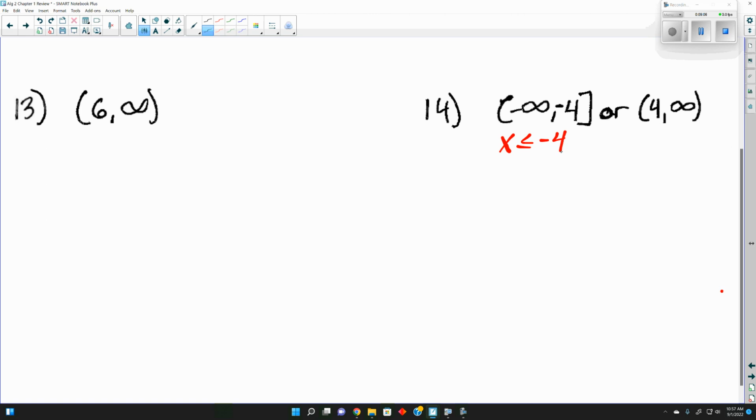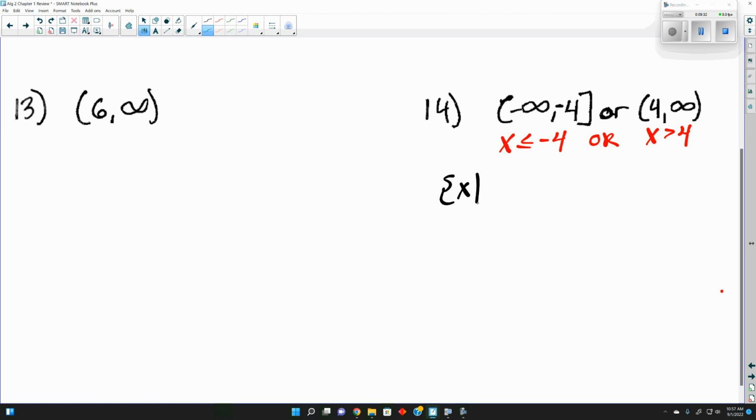Now the other one is 4 comma infinity. So we're saying x is greater than 4. We include the equal to on the first one because it has the bracket. We don't include it on the second one because it has a parenthesis next to the 4. Infinity will always have a parenthesis. We're looking at the actual number. Any questions on how we rewrote these as inequalities?